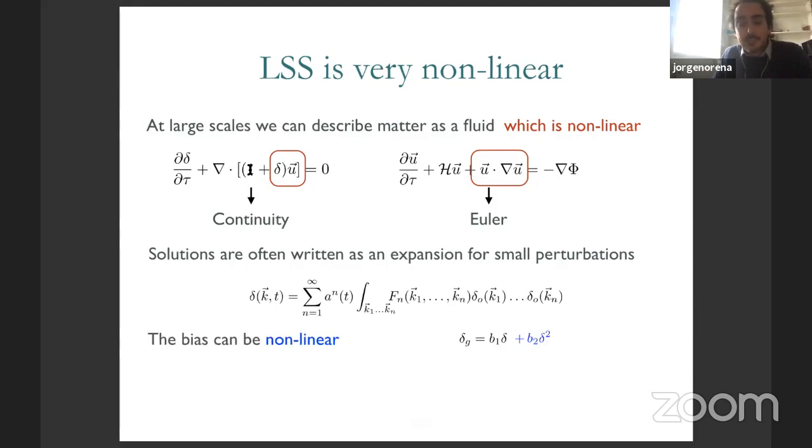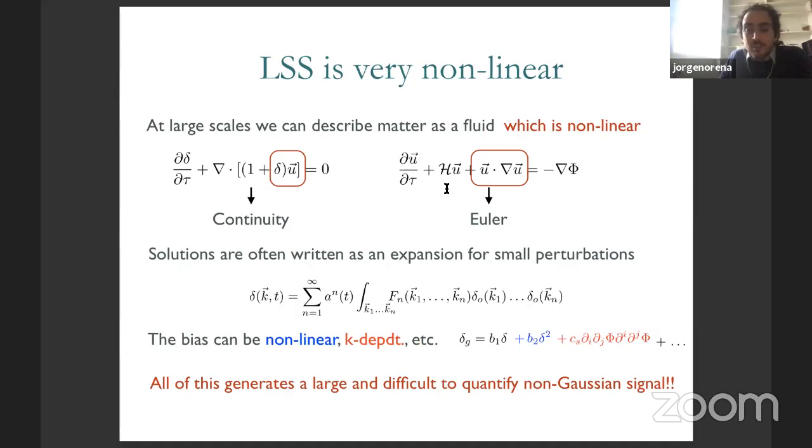But not only that, this is just dark matter. What we observe is galaxies. And we expect galaxies to trace the overdensity of dark matter. However, this connection between the number overdensity of galaxies and dark matter is called biasing. But this biasing can be nonlinear with some free coefficients. It can depend on k and many other complications. So all these nonlinearities generate a non-Gaussian signal, which is difficult to quantify, but doable. People are working on it. We are working on it.